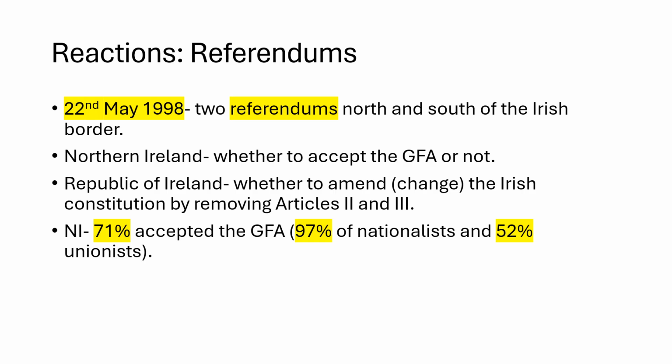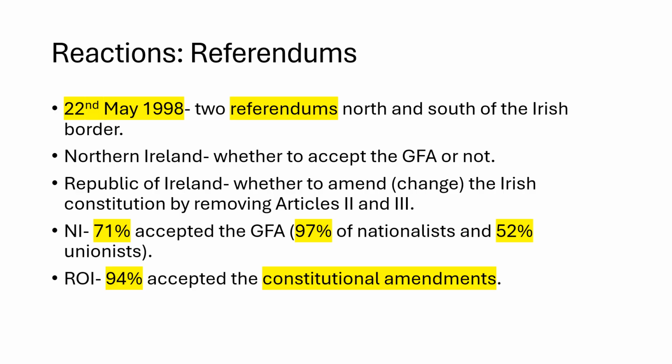it's very clear to see here there is much less support for the Good Friday Agreement amongst unionists because of concerns over things like policing, reform in the RUC, because of concerns over things like the inclusion of Sinn Féin, but also decommissioning and things like that, and prisoner release, of course. In the Republic of Ireland, 94% of people agreed to remove Articles 2 and 3 of the Irish Constitution, therefore allowing the Irish government to hold up their promise to remove those articles as part of the agreement.